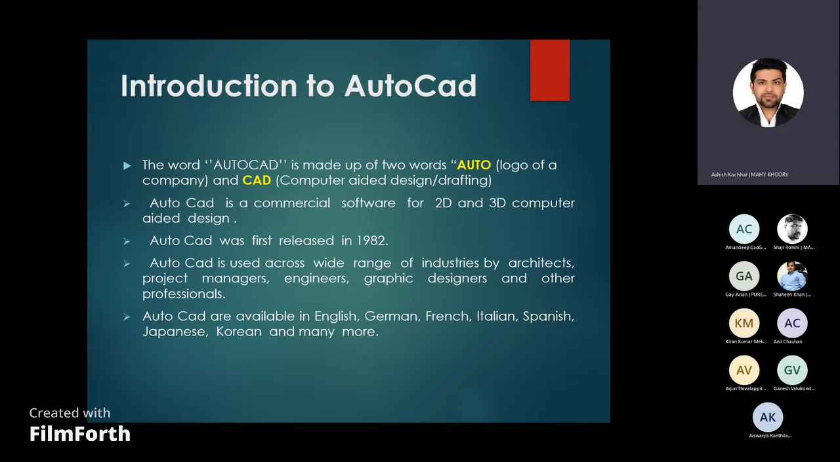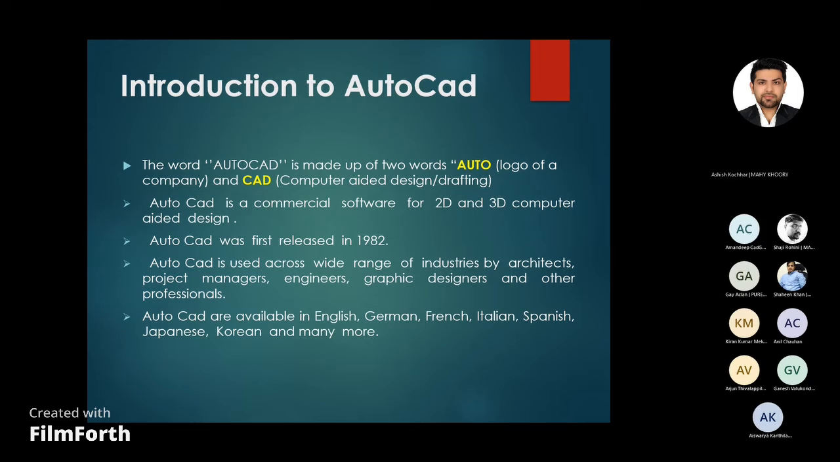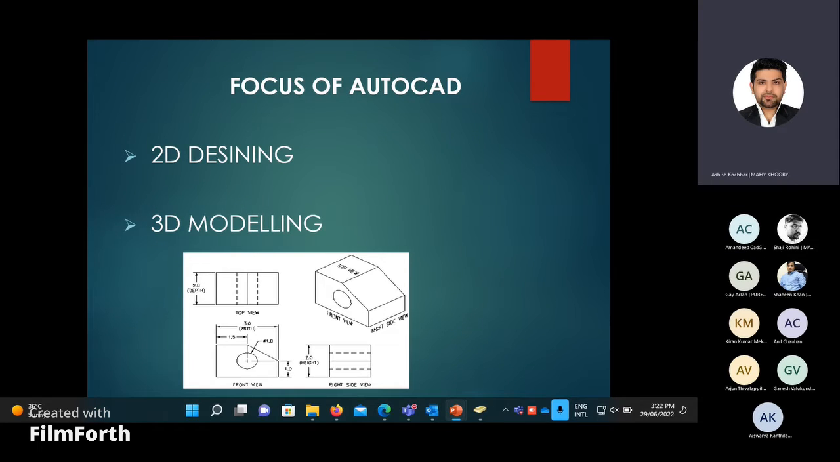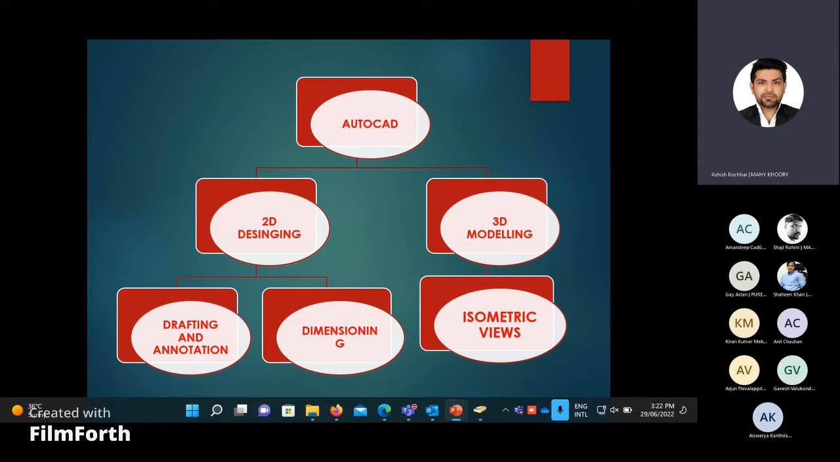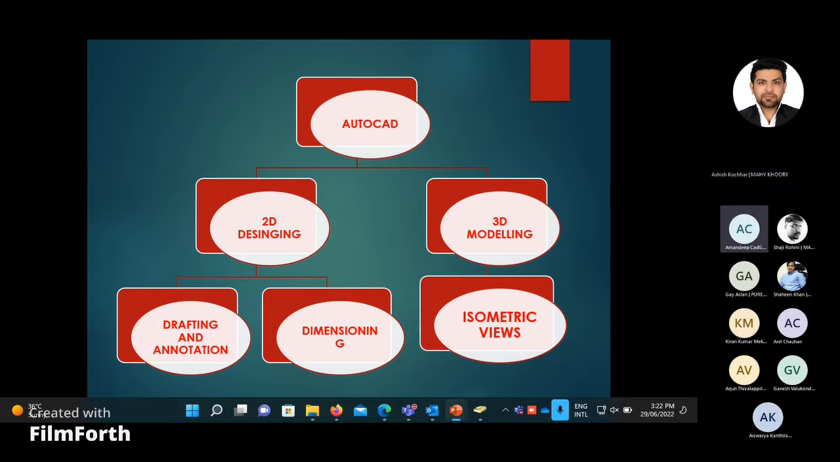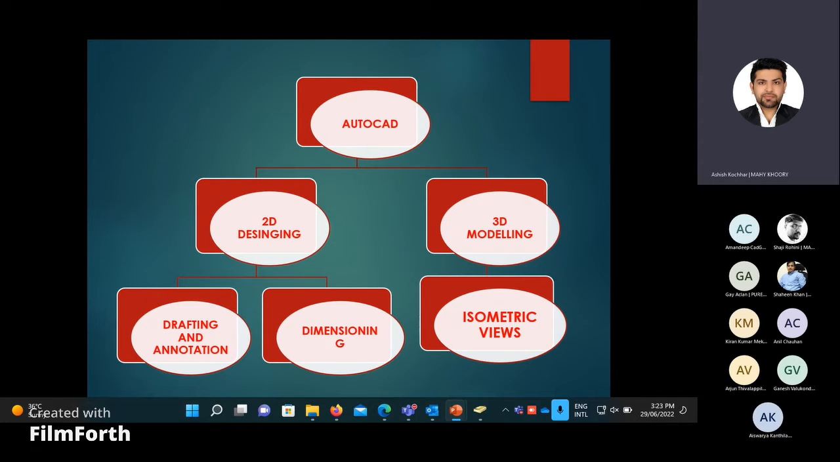AutoCAD is used across a wide range of industries by architects, project managers, engineers, designers, and other professionals. AutoCAD software is available in English, German, French, Italian, Spanish, Japanese, Korean, and many more languages. The focus of AutoCAD is basically 2D designing and 3D modeling, which I'm sure you are already using, whosoever is having the license. It helps you to do the drafting, annotations, dimensioning, and isometric views.